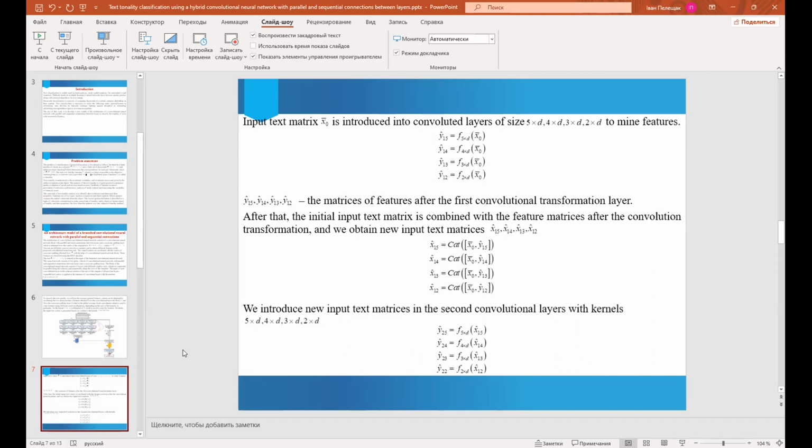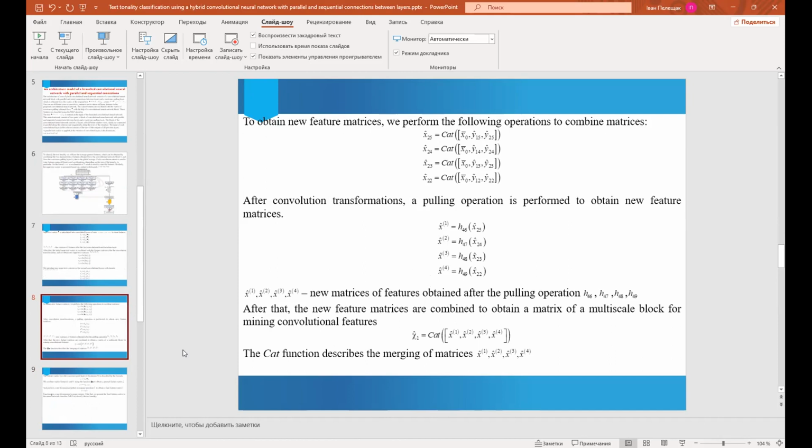To obtain new feature matrices, we perform the following operation to combine matrices. After convolutional transformation, a pooling operation is performed to obtain new feature matrices. After that, the new feature matrices are combined to obtain a matrix of a multiscale block for mining convolutional features. The function described is the merging of matrices X1, X2, X3, and X4.